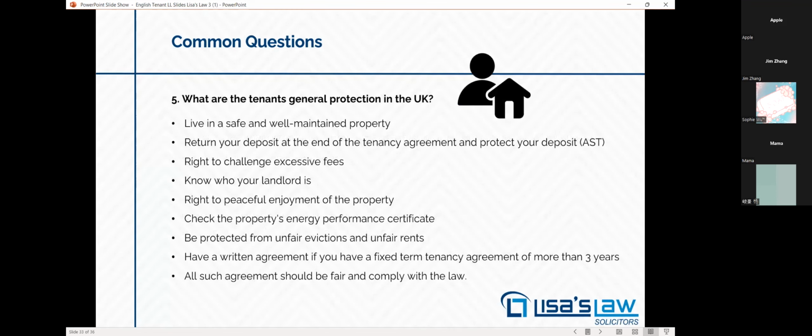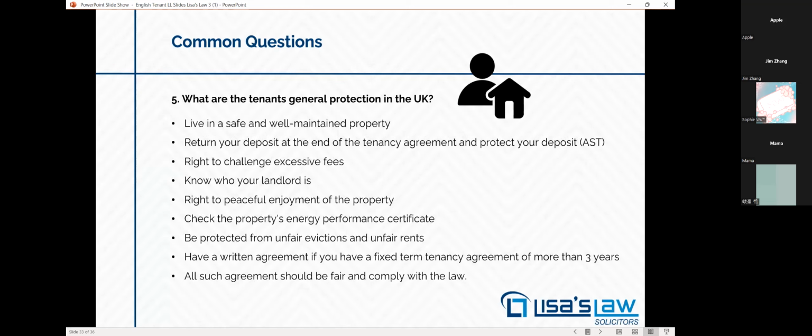So what are the tenant's general protections in the UK? I mentioned this before, we're just going to go through it briefly. The tenants in the UK are fairly well protected. I just realized most of them don't know their rights in the UK. So it is the landlord's duty to provide a place that is safe and well maintained. And the landlord has to return the deposit at the end of the AST.